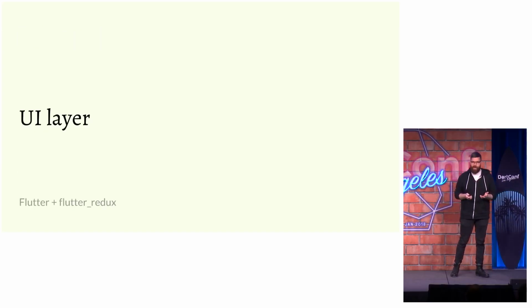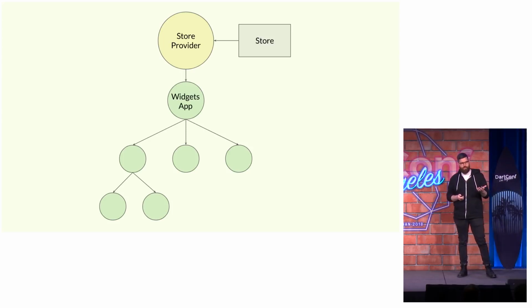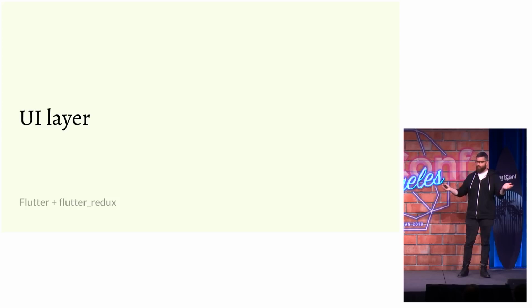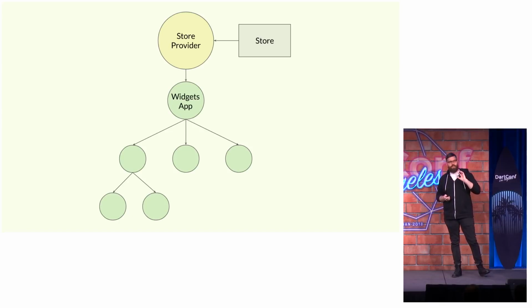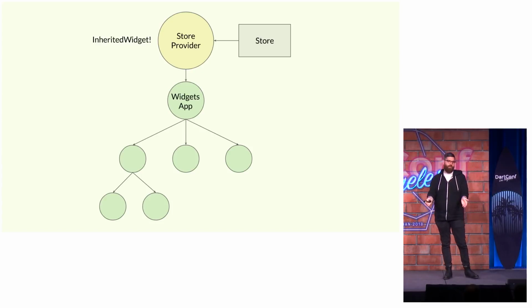So then let's talk about the UI layer, right? Because this is a Flutter talk, I'm going to discuss Flutter, but this stuff could also be hooked up to Angular as well. So in this case, we'll use a library called Flutter Redux, which melds Redux with Flutter. It provides something called a store provider. That's a widget that you put at the very top of your hierarchy. And guess what? It's an inherited widget. So that's really cool, because that means that the store is being passed down to all of the descendants.